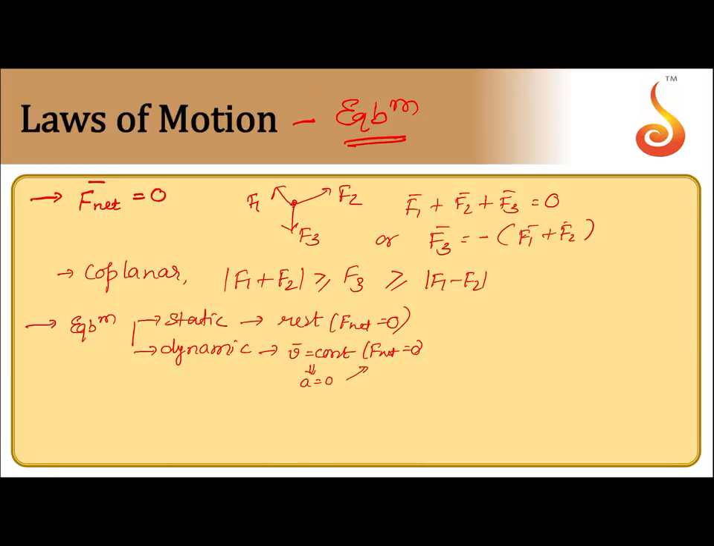That is right. Now this static equilibrium can be of three types. We can say stable, unstable and neutral. Stable, unstable and neutral. These are the three types of static equilibrium.